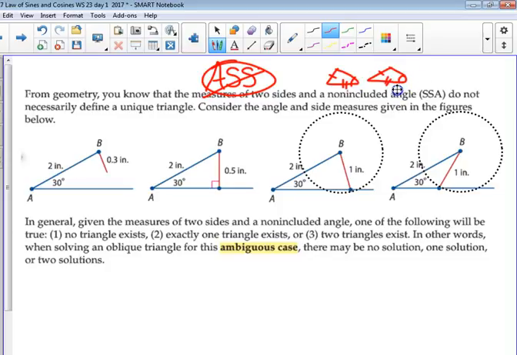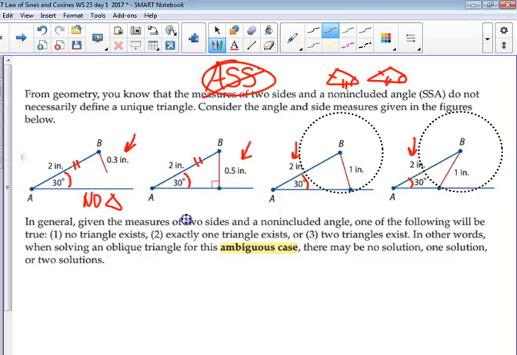Okay. And the reason we didn't use it is because it doesn't determine one unique triangle. There's three different things that could happen. Given a 30 and a 2 and some third side here, for each one of these pictures, okay? That third side, if it was like a 0.3, it would just kind of dangle there and never touch, won't make a triangle at all.